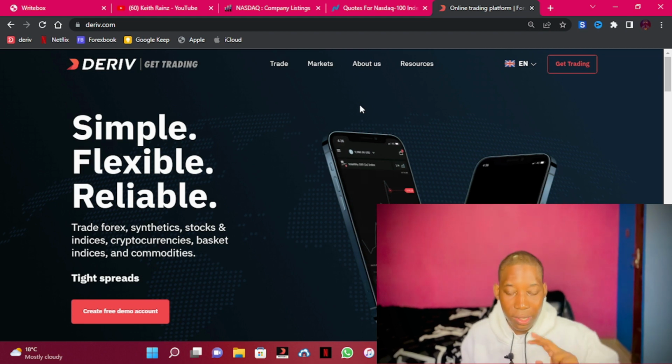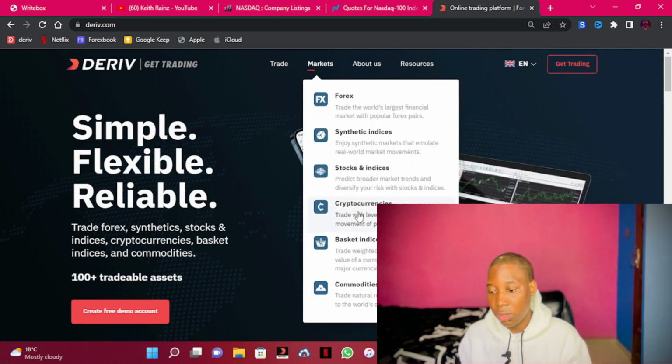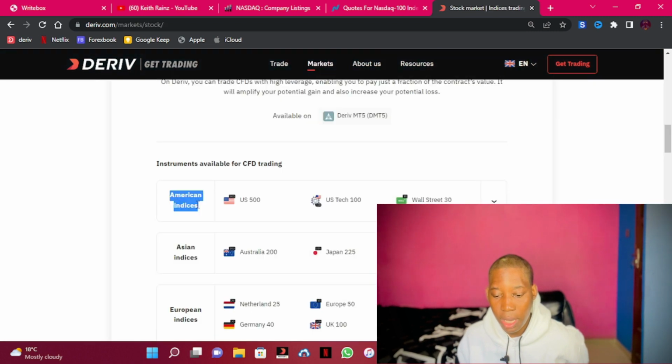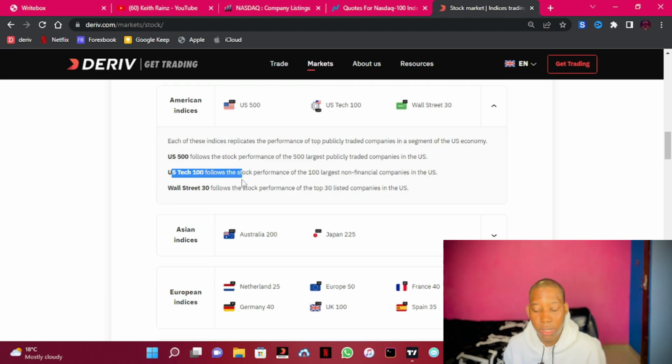What you have to do after creating a Deriv account is simply create a financial trading account, and NASDAQ will be there. When I click on markets and go to stocks and indices, all you have to do is scroll down and you're going to see American indices. There we've got the US 500, US Tech 100, which is the NASDAQ top 100, and the Wall Street 30. When I click on this drop down, you're going to see that US Tech 100 follows the stock performance of the 100 largest non-financial companies in the US.